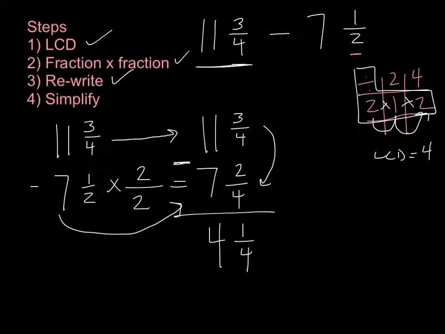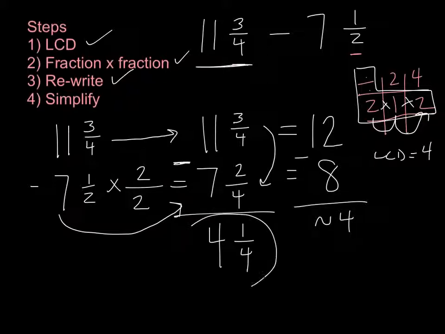Now I can check my answer using estimation. 11 3/4 is really close to being 12. 7 1/2 is close to being 8. And I know that 12 minus 8 is about 4. So my answer 4 1/4 is a reasonable answer for this problem.